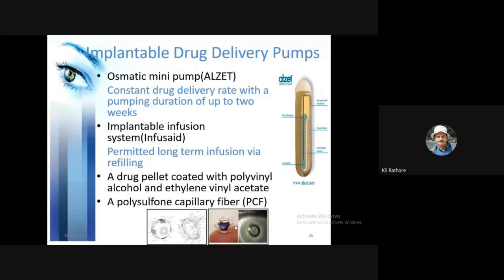Next is the implantable drug delivery pumps, or osmotic ophthalmic pump. That is also from the Alza Corporation. This provides a constant drug delivery rate with pumping duration of up to 2 weeks. And the implantable infusion system that is coming by the name of Infusaid in the market permitted long-term infusion via refilling. We can refill it with the help of infusion. And a drug pellet coated with polyvinyl alcohol and ethylene vinyl acetate can also be used as an osmotic pump. Another example is polysulfone capillary fiber, PCF. So these are the different kinds of implantable drug delivery pumps.